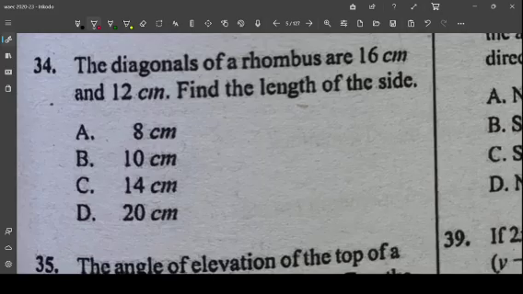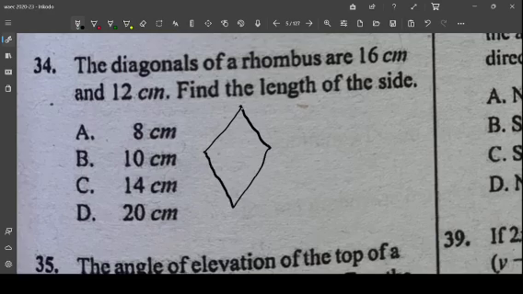Let's look at question number 34. It says that the diagonals of a rhombus are 16 centimeters and 12 centimeters. Find the length of the side. So we have a rhombus like something like this. And we are told that the diagonals, let's say from this point to here is 16, and here to here is the other diagonal. If the full length was 16, that means this part will be 8, and here will be 8. For the other one, a total of 12 from here to here, I'll have 6 here and also 6 in this other half.